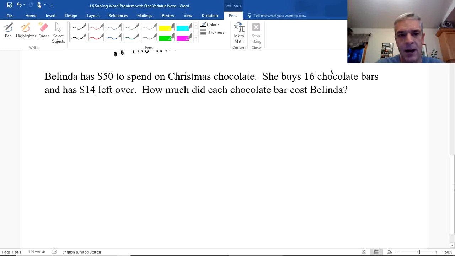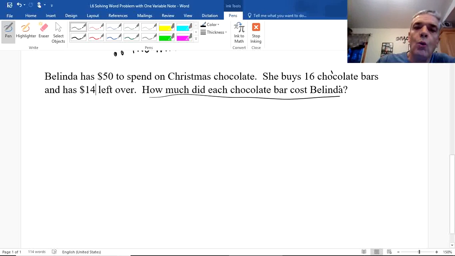And she bought 16 chocolate bars. Maybe they came in boxes of 16 or 8. She bought 2. Who knows? But she bought them. And then the question that is asked of Belinda is how much did each chocolate bar cost? It seems like a fairly innocent question, but it's pretty straightforward. So once again, what specifically does the question ask you to find? Well, it's often near the end of the question, but it doesn't have to be: how much did each chocolate bar cost?